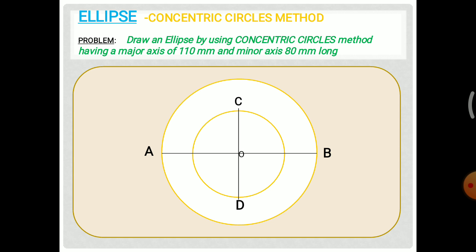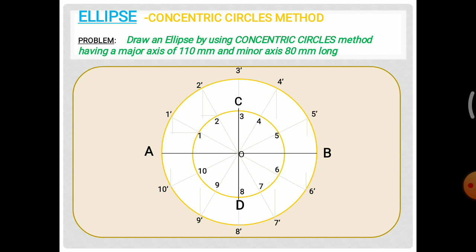Then divide this circle into 12 equal parts, so that each part gets an angle of 30 degrees. Then name those points. For the larger circle we are taking 1 dash, 2 dash, 3 dash, and for the smaller circle we are taking the normal points 1, 2, 3, 4, 5, 6. Then draw the vertical line and horizontal line from each point, parallel to the minor axis and major axis.